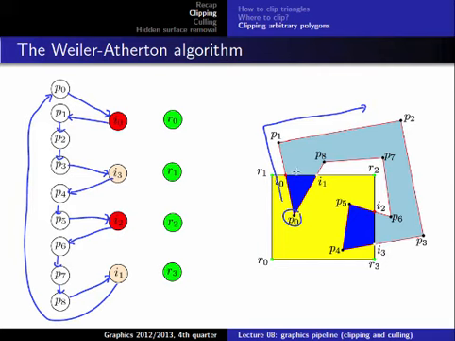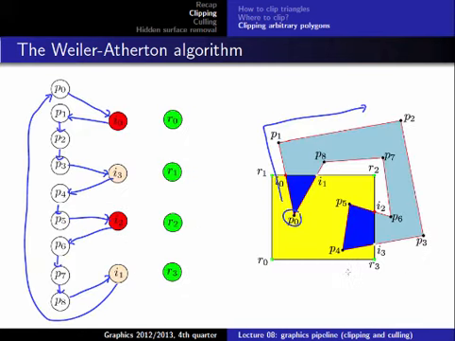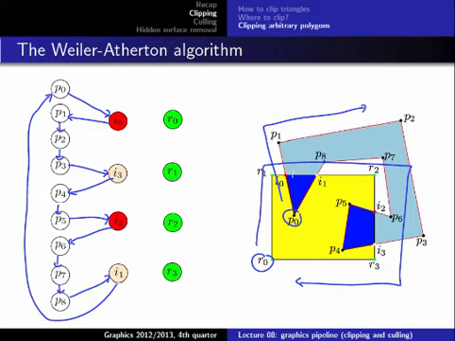And now we do the same for the clipping region. So you see here, we also walk along the edges of the boundary of the clipping region. So we start, for example, with R0 and walk around here. And now we have already calculated these intersection points. So when we're passing here, we're also passing these intersection points. And that means we can also include them in our graph.